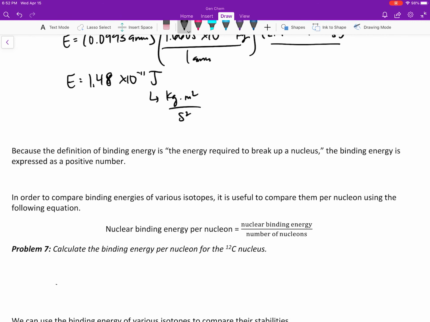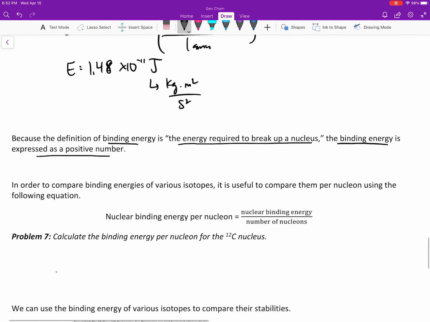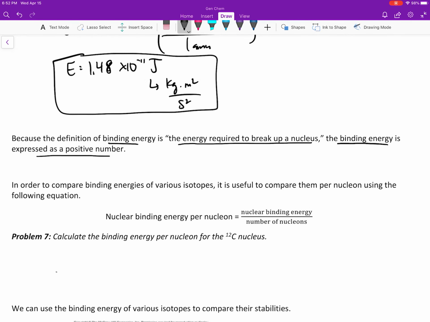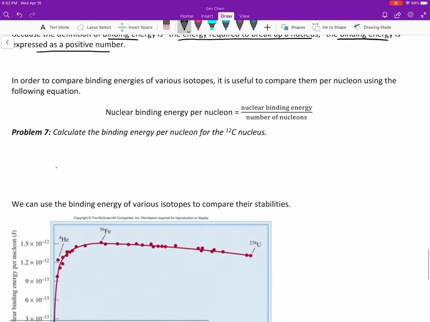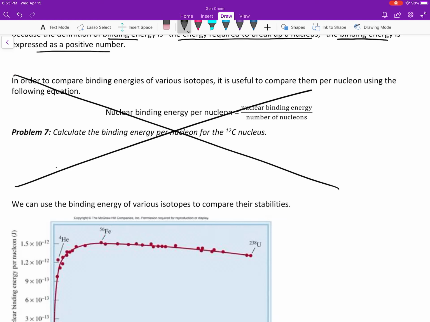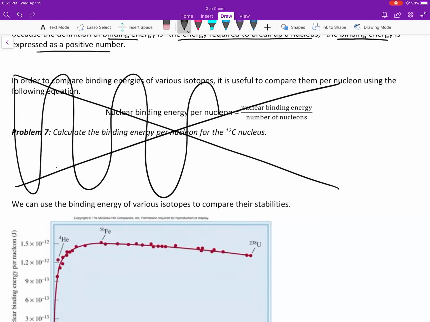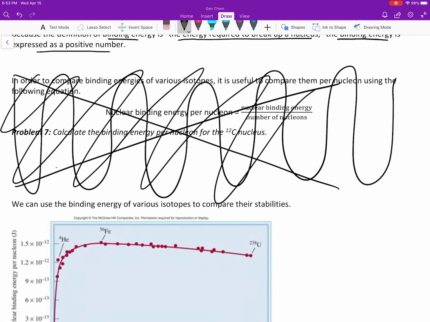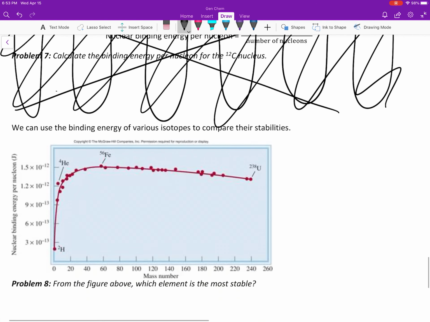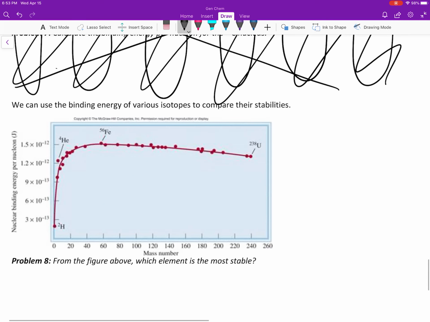Because the definition of binding energy is the energy required to break up a nucleus, the binding energy is expressed as a positive number. And we've done that, so there's our final answer. In order to compare binding energies of various isotopes, it's useful to compare them per nucleon. I'm not going to do that. It might be helpful in some cases, in some classes, but we're not going to compare them, so we're not going to worry about it.